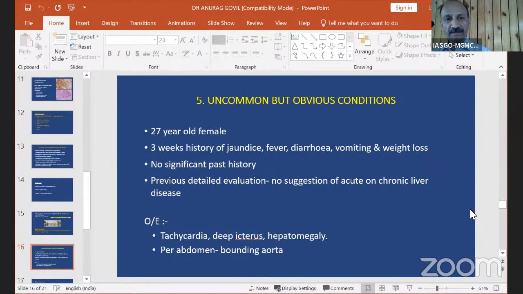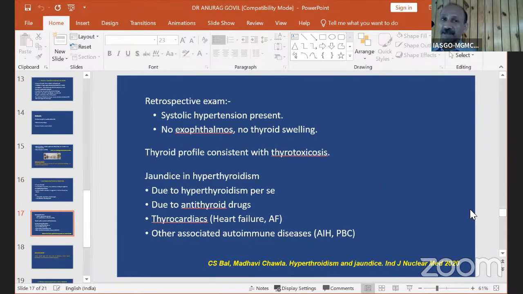So what I do is, I start examining this patient all over again. I find systolic hypertension. There is no exophthalmos. There is no thyroid swelling. But I'm still not convinced, so I do a thyroid function test in this patient. And here's this patient who's come to us with extensive evaluation for liver diseases. And the thyroid profile was consistent with thyrotoxicosis. We presented this patient in one of the international conferences, and this presentation got a prize.